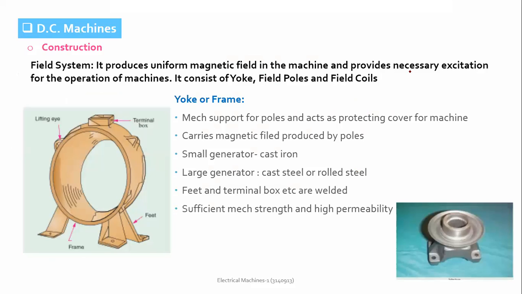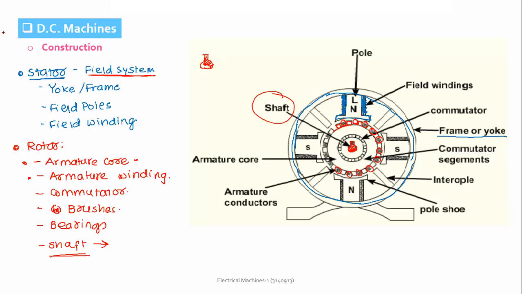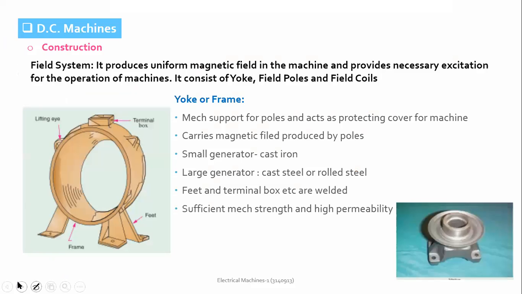So the stator, as you can see, this part is the stator, which consists of the yoke or frame, field poles, and field winding, which actually is the field system of the machine. So what is the function of the field system? The function of the field system is to produce a uniform magnetic field in the machine and provide the necessary excitation for the operation of the machine.